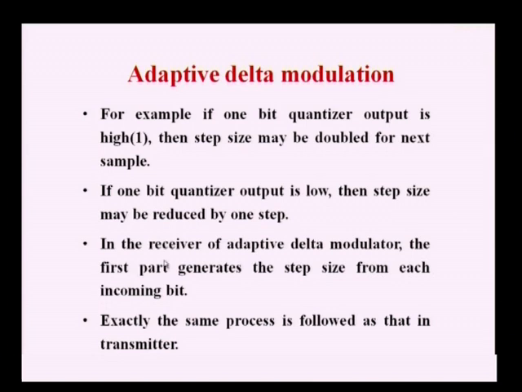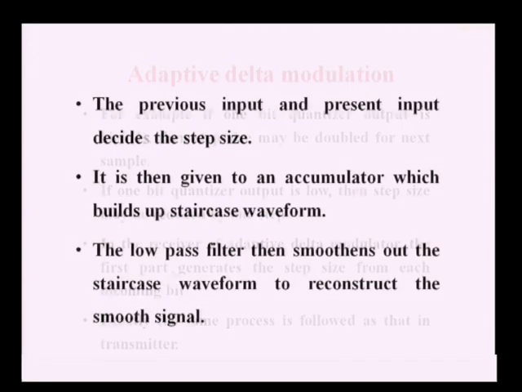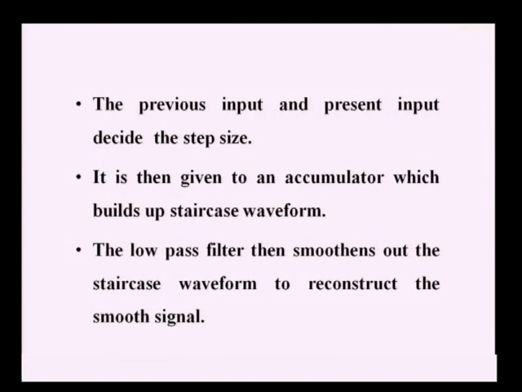In the receiver of the adaptive delta modulator, the first part generates the step size from each incoming bit. We have seen the logic control that controls the step size, and exactly the same process is done at the transmitter. The previous input and present input decide the step size, and it is then given to the accumulator, which builds the staircase waveform, and the low pass filter smoothens the staircase waveform to reconstruct the signal.